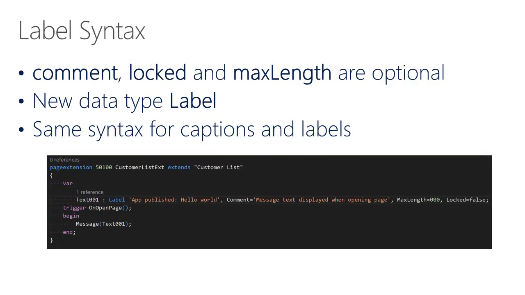So the new functionality for text is no longer text constant, but it's called label. So now what you do is you define a label with a name. So Text001 is the name of the label. App published hello world is the value of that label, and then you have a number of additional optional attributes like the comment, and the max length, and the locked. Those are additional attributes for the label. You can just define the label value, and that is enough to be included in the translation file. So the same syntax applies for captions and labels.